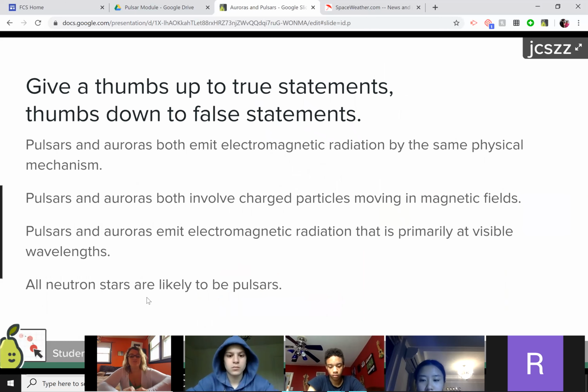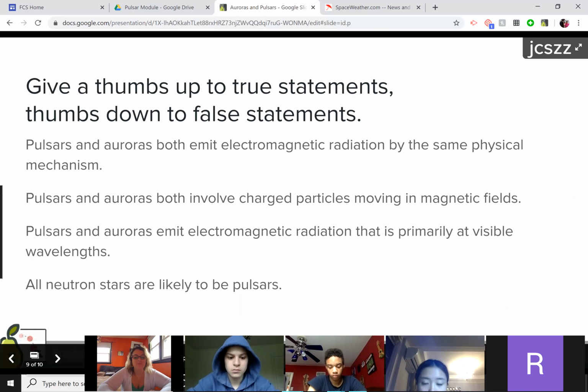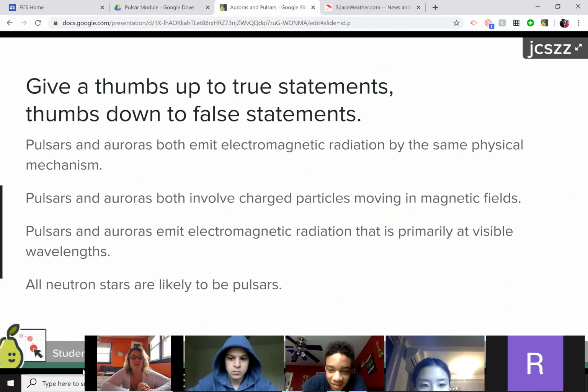All right, so here's another interactive thing. You get to grab these little thumbs that are at the bottom and drag them, and I believe we're going to see them right in front of us. So a thumbs up to true statements, thumbs down to false statements. You grab the red thumbs down and put them next to or on top of the statements, or the green thumbs up. So pulsars and auroras both emit electromagnetic radiation by the same physical mechanism. Drag your thumbs.